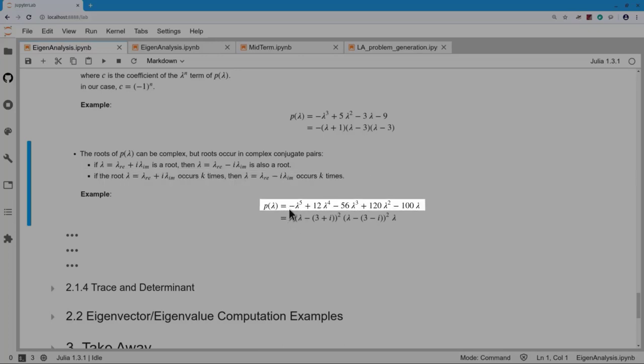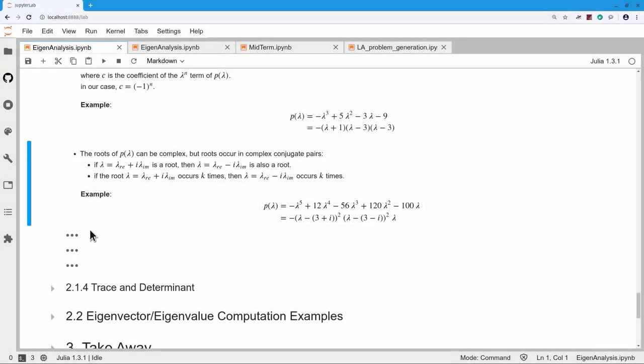So here's an example, and again, I started down here, of course, and multiplied it out. Here's my polynomial, and that polynomial can be rewritten in terms of the roots. And so here you have lambda minus the complex number 3 plus i occurs twice, so I have a square on that term. And therefore, since 3 plus i is a root, 3 minus i must be a root. It must also occur twice. And lambda equals 0 happened to be a root in this case. So complex conjugate pairs occur the same number of times.